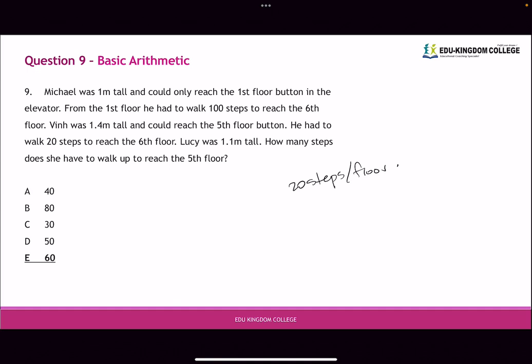Lucy was 1.1 meters tall. How many steps does she have to walk to reach the 5th floor? So she gets off on the 2nd floor. Okay, 2nd floor to 5th floor is 3 floors. So that's 20 steps times 3 equals 60 steps.